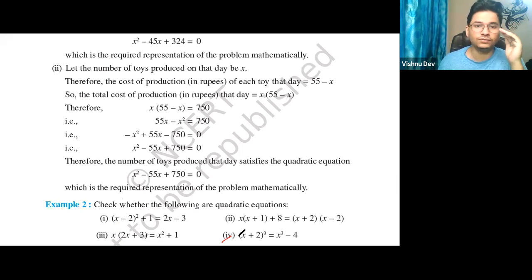Yes sir, or no? Sir, no. No, definitely not, sir. Yes, sir. Because x plus 2 to the power of 3 is x to the power of 3 plus... Sir, I didn't see. Wait, guys. Sir, I was the only one correct. Sir, A cube plus B cube formula we have to apply.